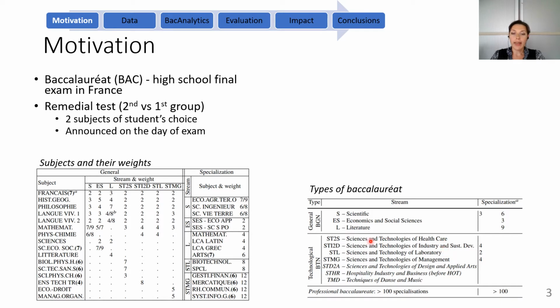For example, general BAC has three streams. They are scientific, economics and social sciences, and literature. As we can see from this table, the scientific stream puts higher emphasis on hard sciences such as mathematics, physics, and chemistry. At the same time, economics and social science emphasizes more such subjects as history and geography, philosophy, while keeping math being quite important as well. And finally, as expected, the literature baccalaureate have high grades for the languages. All this makes the system of BAC quite complicated.